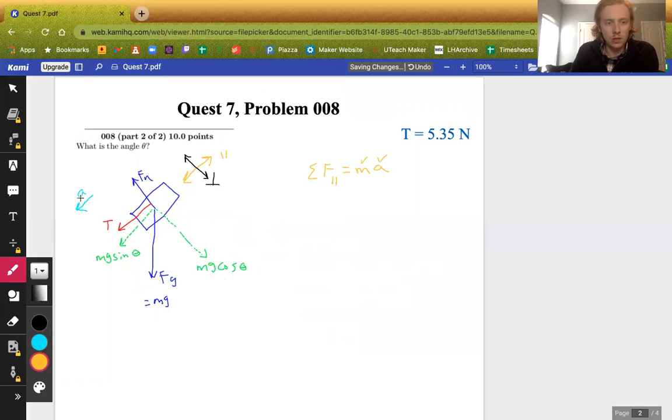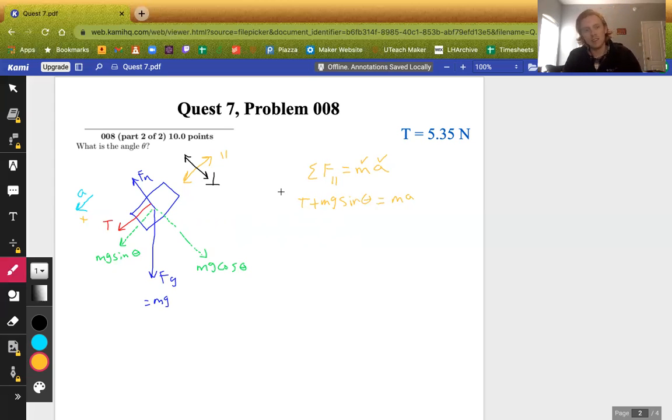So let's look at this. Since the acceleration is pointing down the ramp, we're going to call that our positive direction. Okay? So that means that our net force, or the sum of all of our forces in the parallel direction, is going to be T plus mg sine theta equals ma. Since they both point down the ramp, they're both positive. That's how we get that.